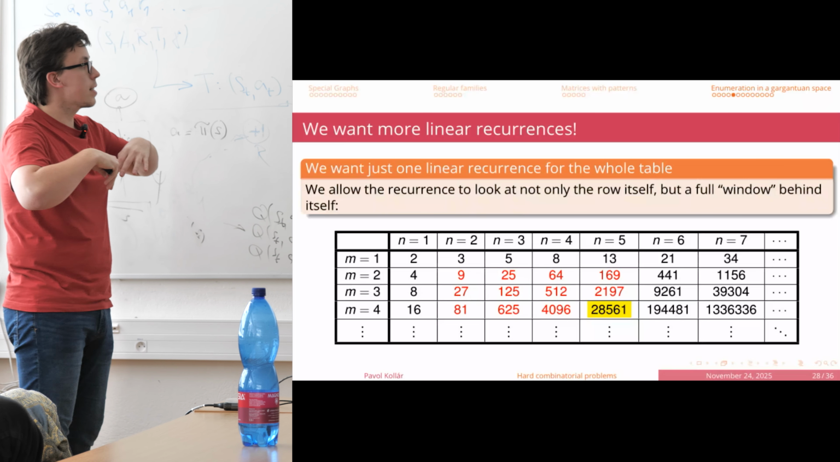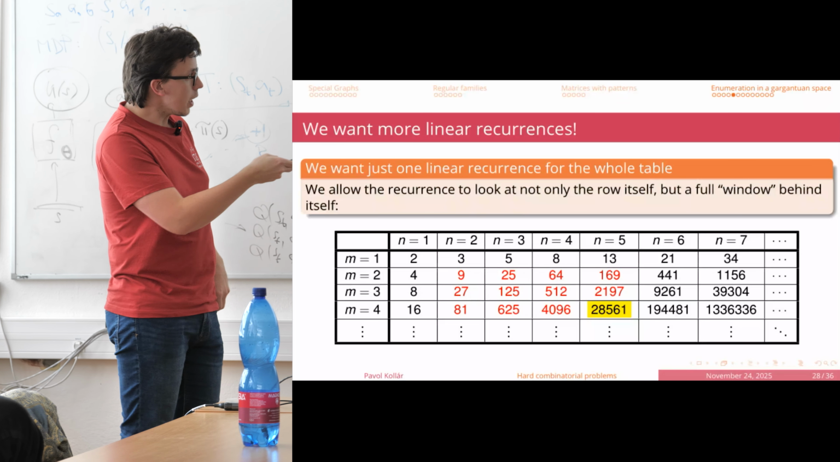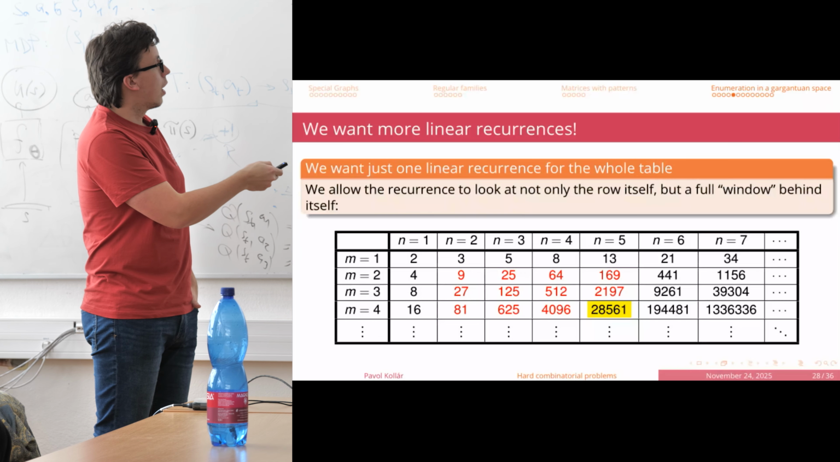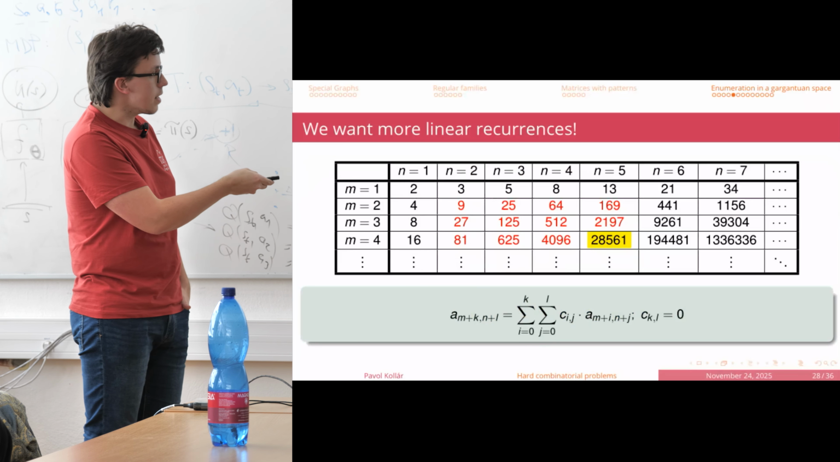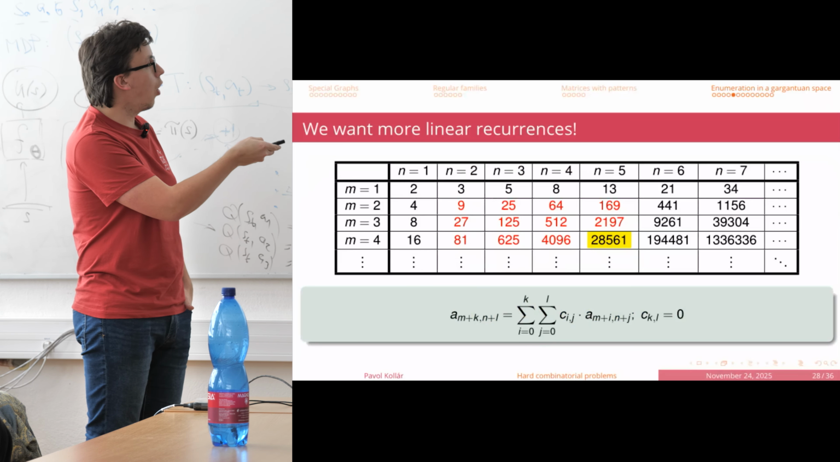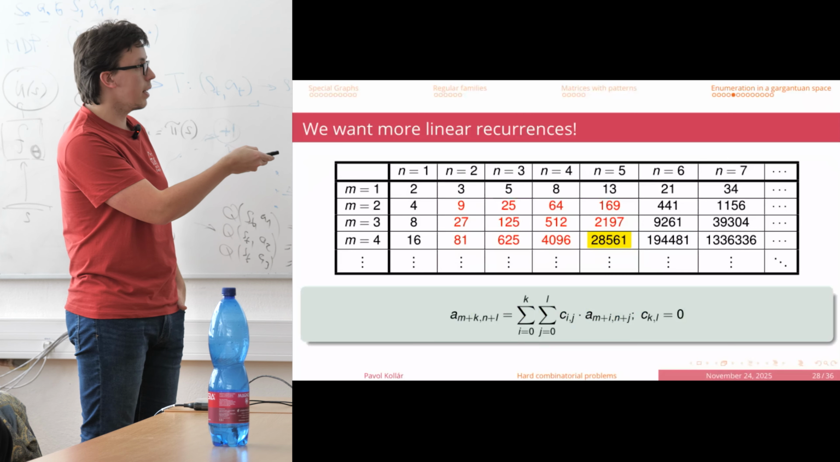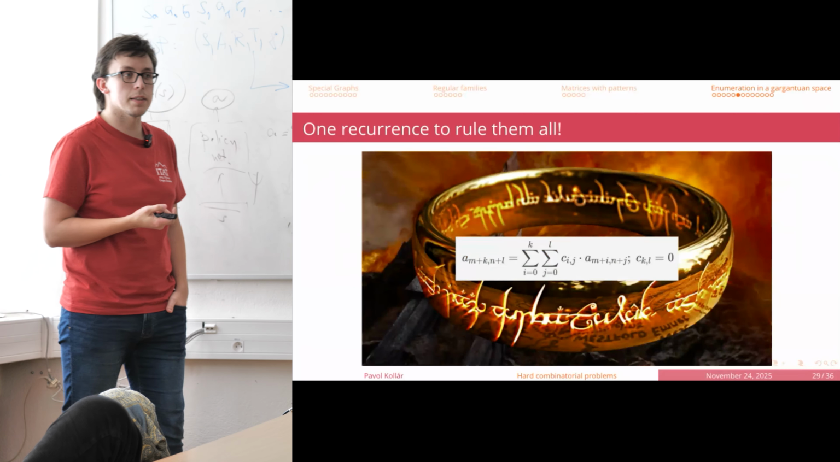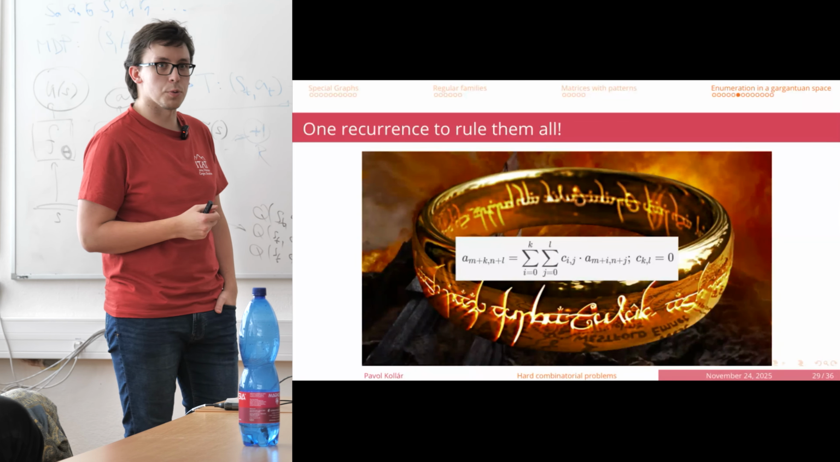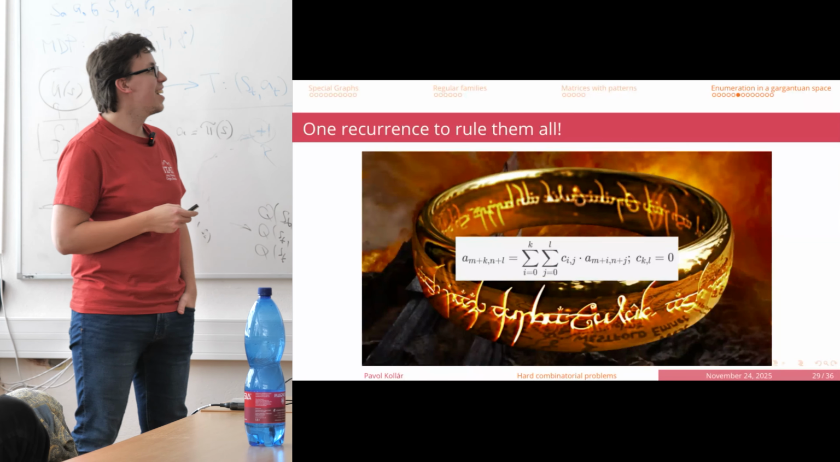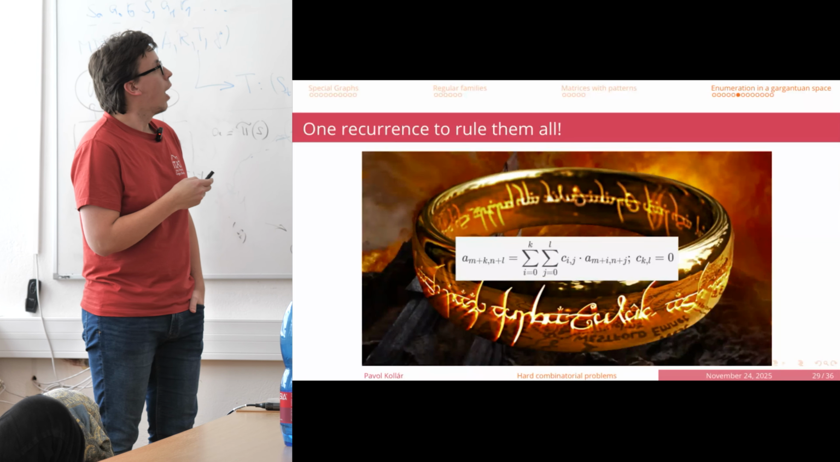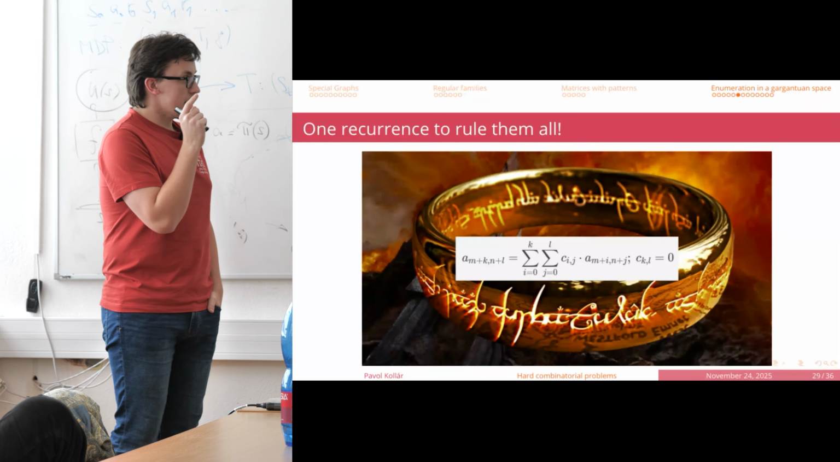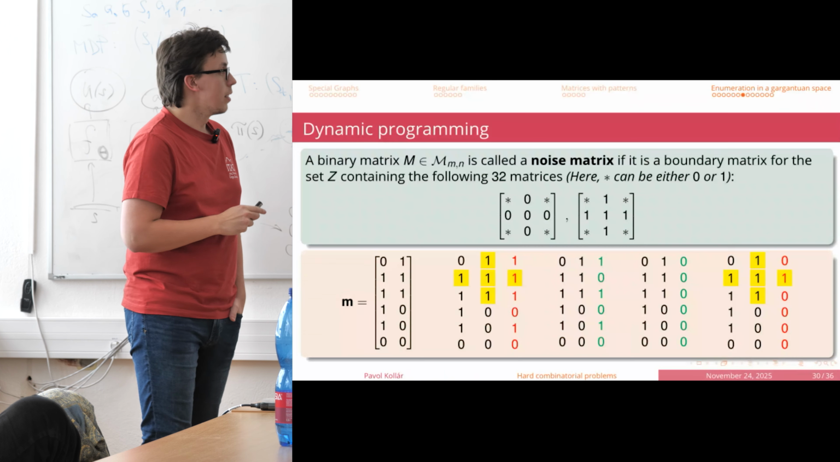So the question is, can I create a linear recurrence like this that considers all of these possible numbers to combine them into the next one? In some sense, I'm turning into Sauron in my search of one recurrence to rule them all for a particular table. And we'll revisit that, how well I do as a Sauron.